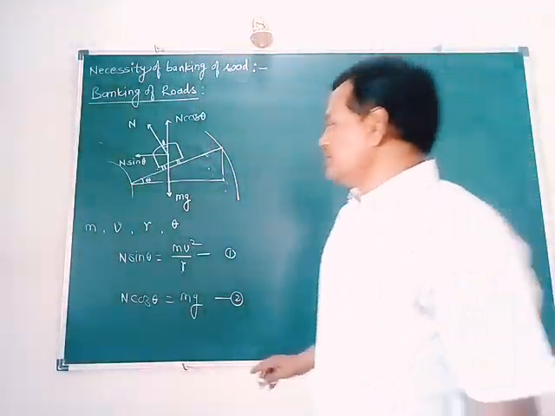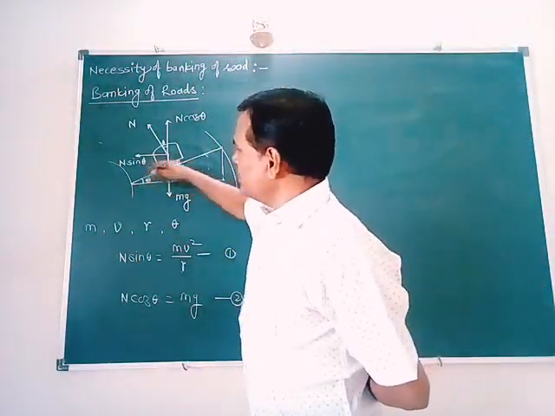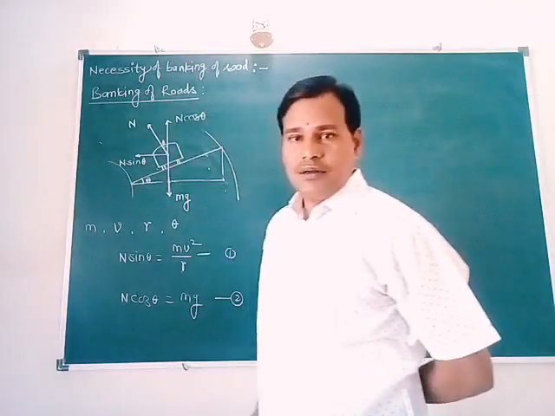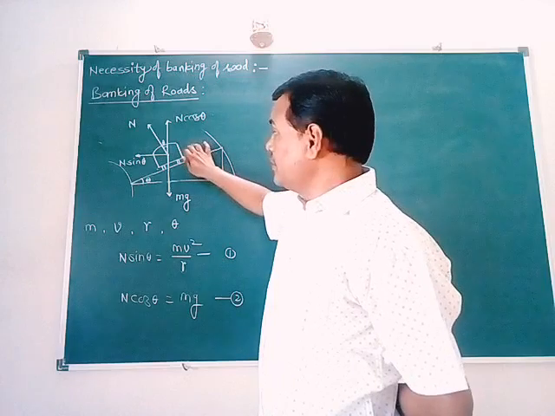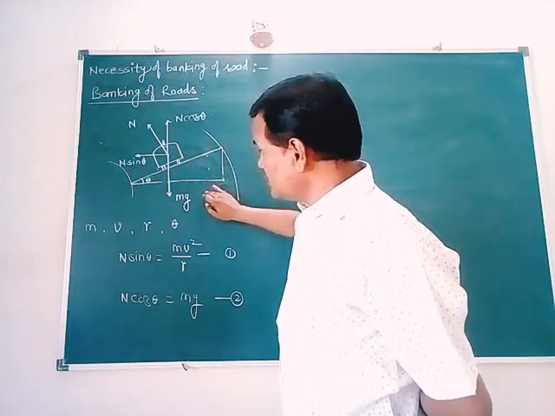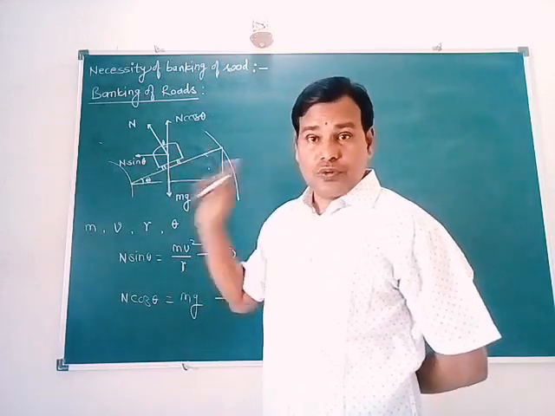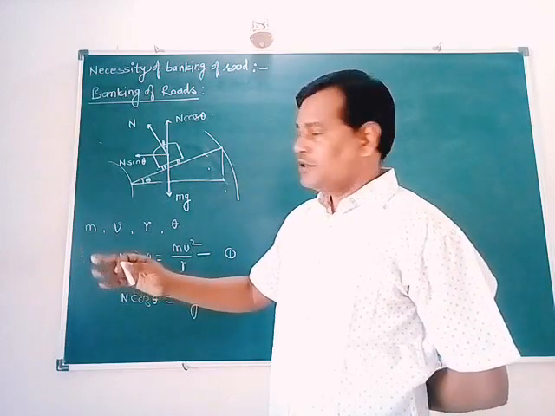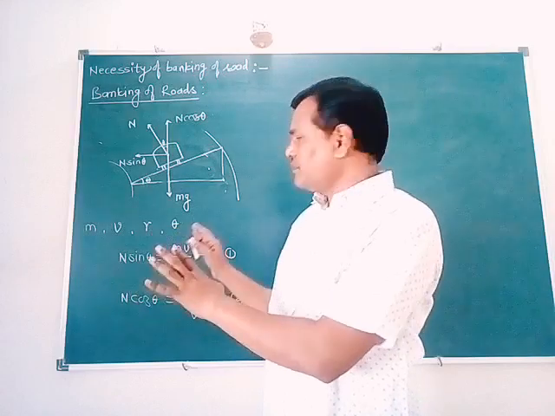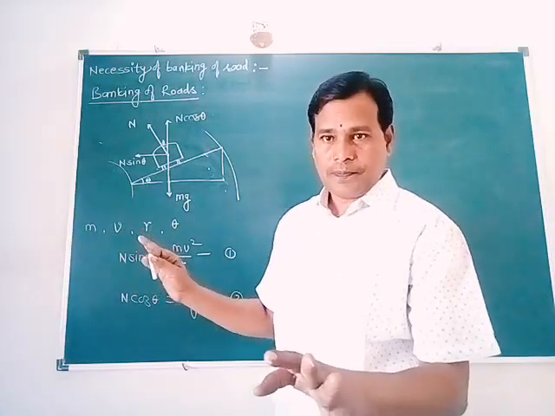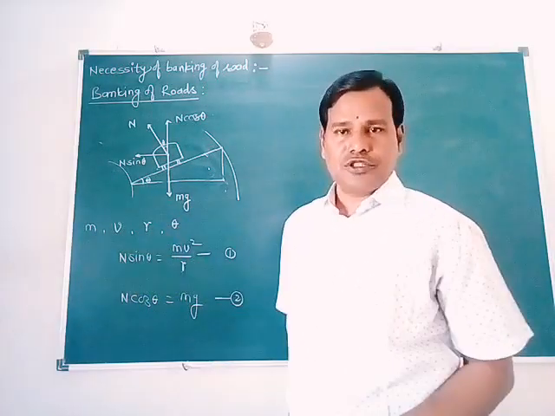How do we obtain these equations? This n sin theta is acting towards the center of the circle. It provides the necessary centripetal force for the circular motion. If the road surface is horizontal, instead of n sin theta, there was a frictional force. So instead of friction force, in this case, initially we consider friction force to be negligible. Then we will study the effect of friction force again.